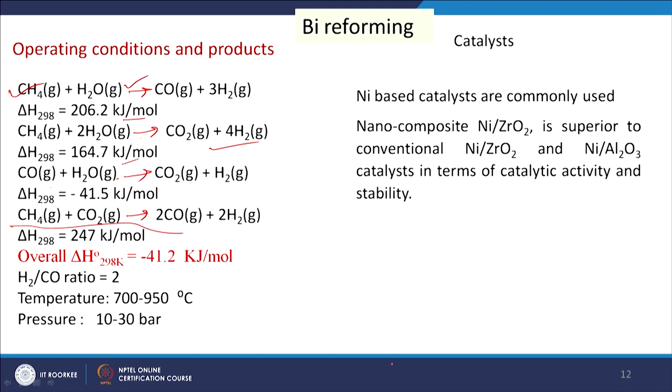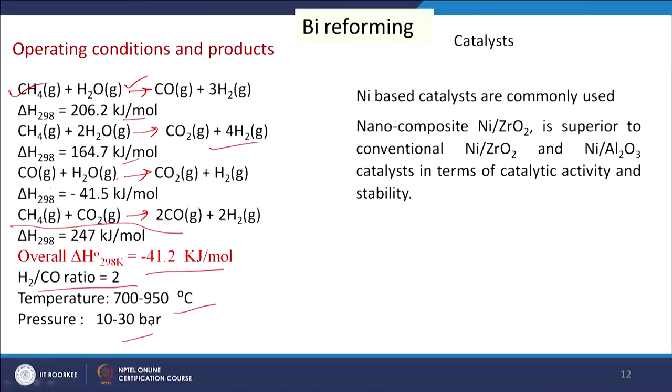So, in this case we can use carbon dioxide and steam as the reactants for the reforming process, and overall del H is minus 41.2 kilojoule per mole, the H2 by CO ratio is 2, the temperature is 700 to 950 degree centigrade and the pressure is 10 to 30 bar. One of the important advantages of this process is that it can use carbon dioxide as a reacting agent.